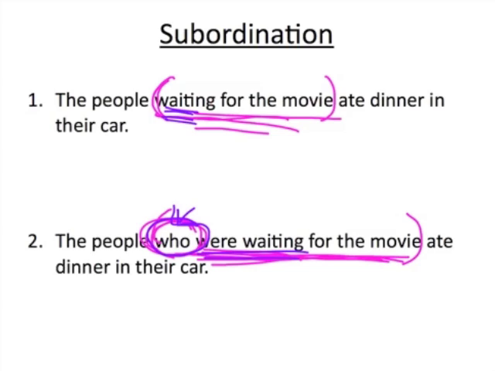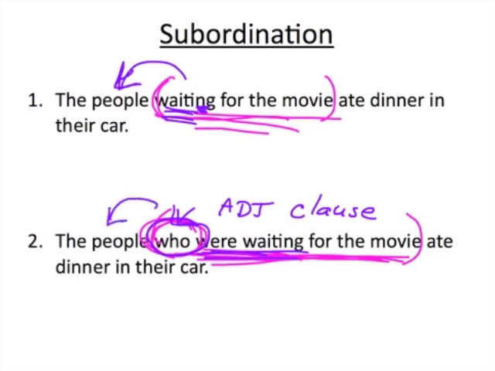So, in number one, what we have is a participial phrase modifying people. It's a present participle. You see our ing? And in number two, what we have is an adjective clause. We have a full clause because we have a subject and a real verb, and we have a subordinating word. It is also modifying people, just as the participial phrase in number one was modifying people, because they both function as adjectives, but one's a clause, one's a phrase.